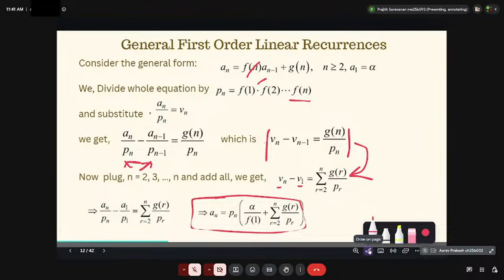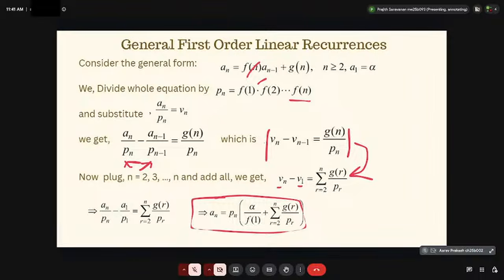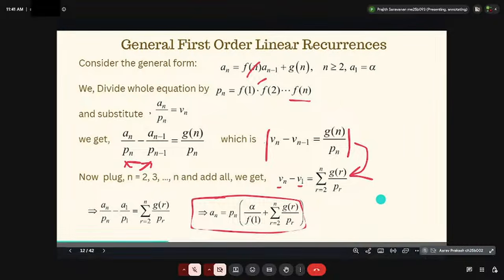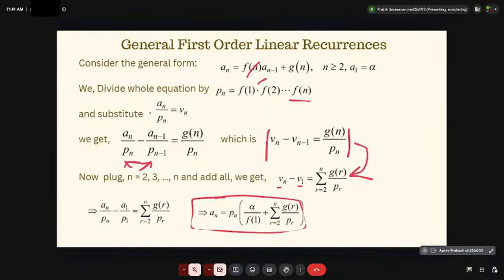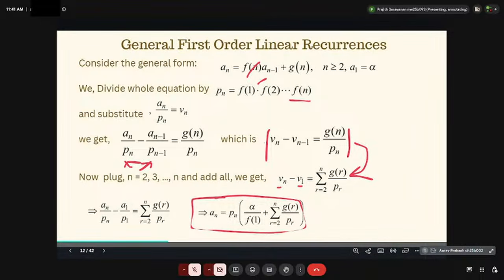Any questions or doubts? Yeah, someone is asking what if there is a zero term? So there can be a zero term. If there is a zero term, I'll write it once.